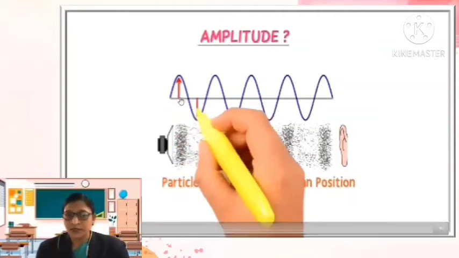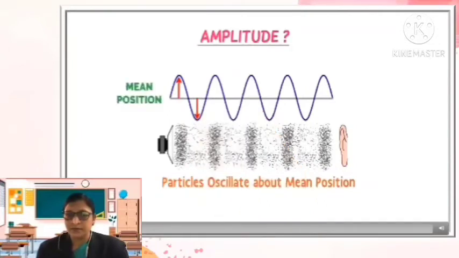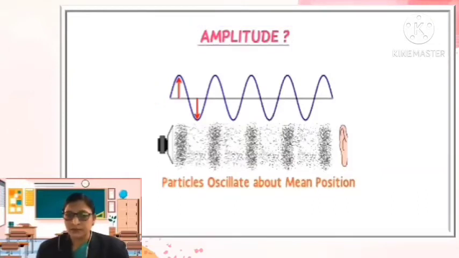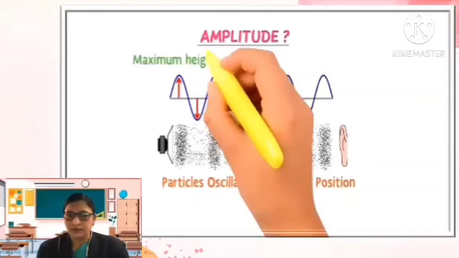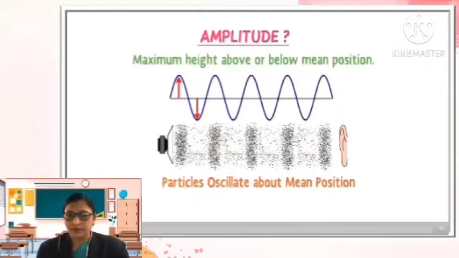So here, this maximum distance from its mean position is nothing but the amplitude. So here, the maximum height above or below the mean position is nothing but the amplitude of the sound.